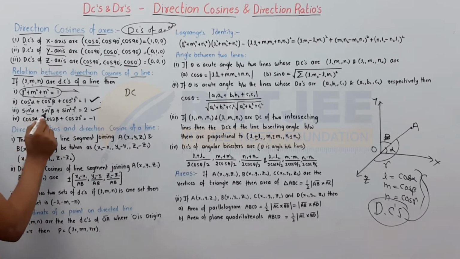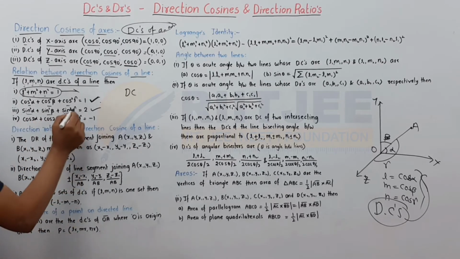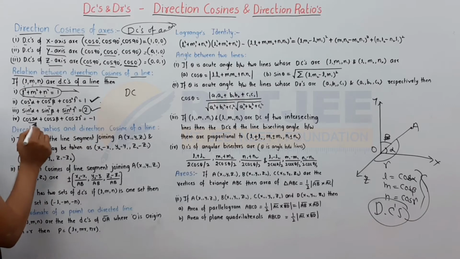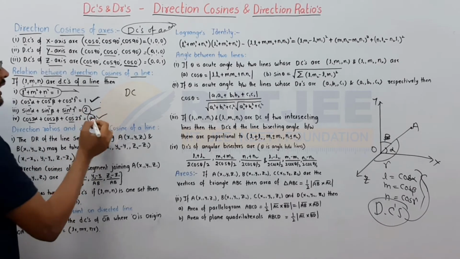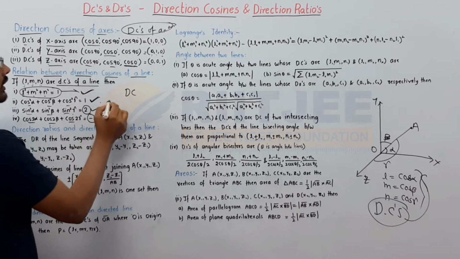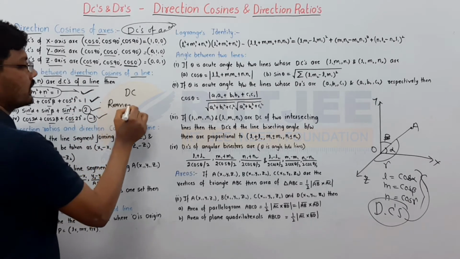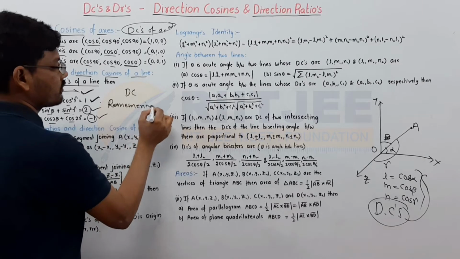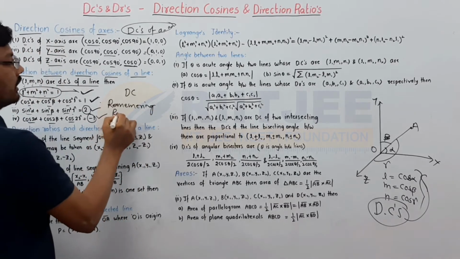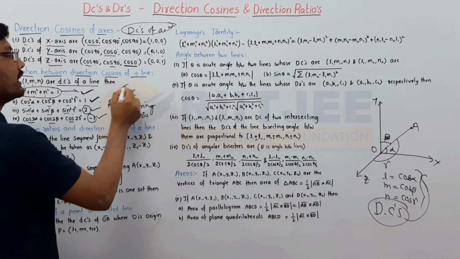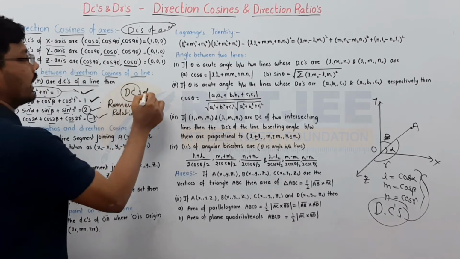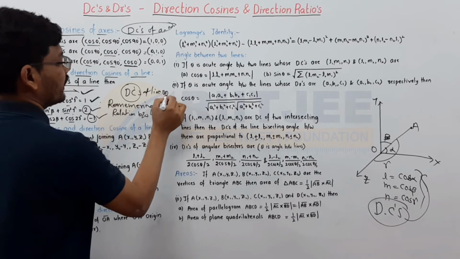The sum of squares of sines of the DCs is equal to 2, and cos 2 alpha plus cos 2 beta plus cos 2 gamma is equal to 1. Here these four are conditions to remember, the relation between the DCs of a line OA.